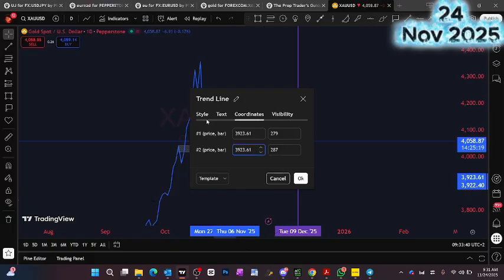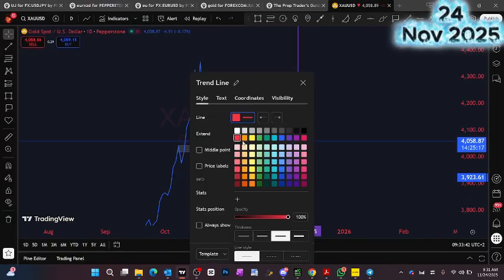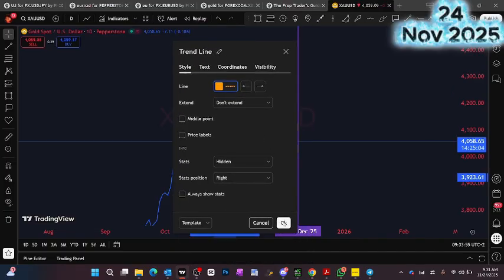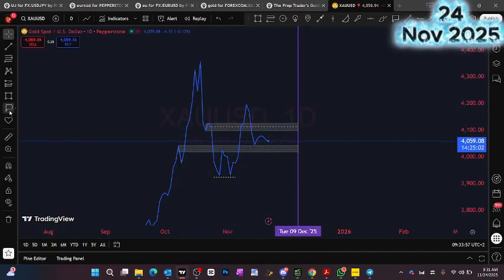Okay, fix it because it's a daily. I'll go with this. What's this line? This color? Is it orange? Yeah, this is yellow, so this might be orange. Anyway, I'll go with that orange color.